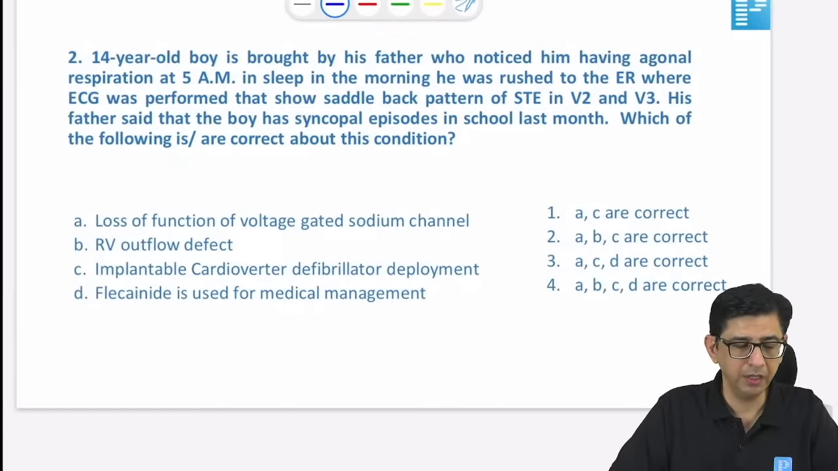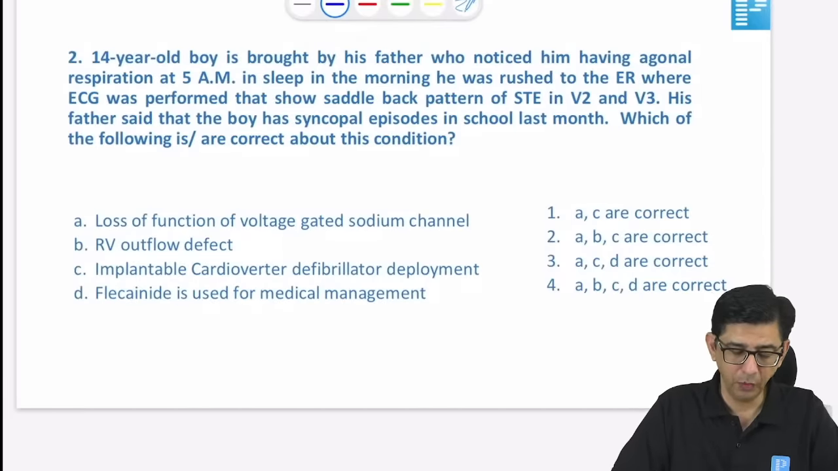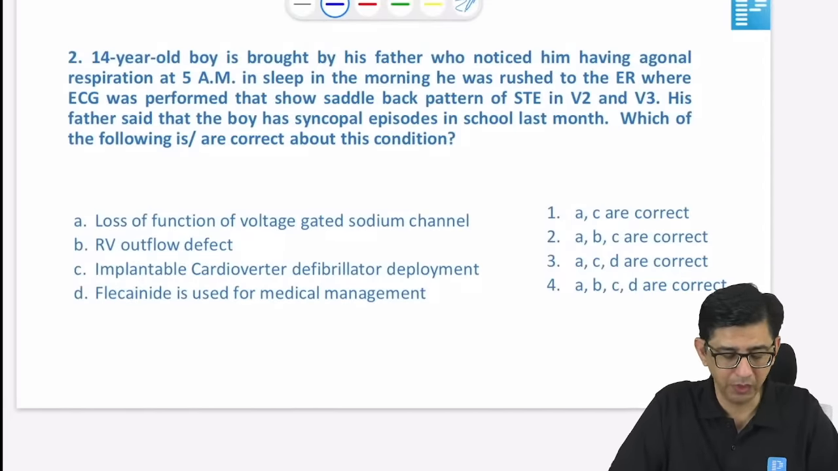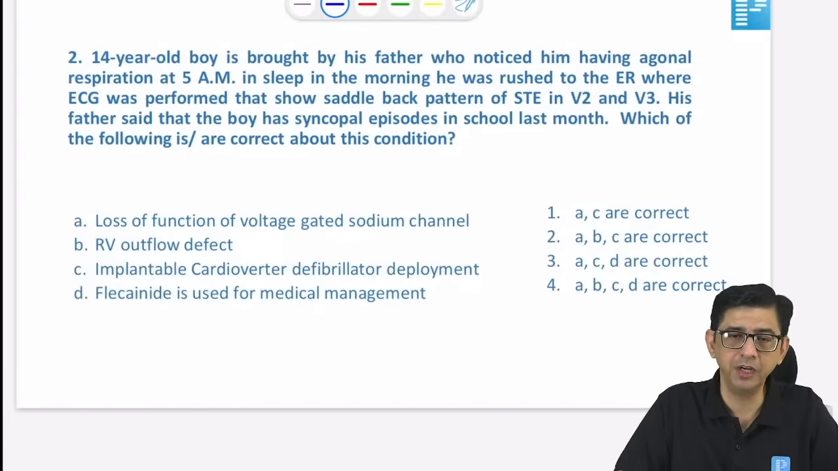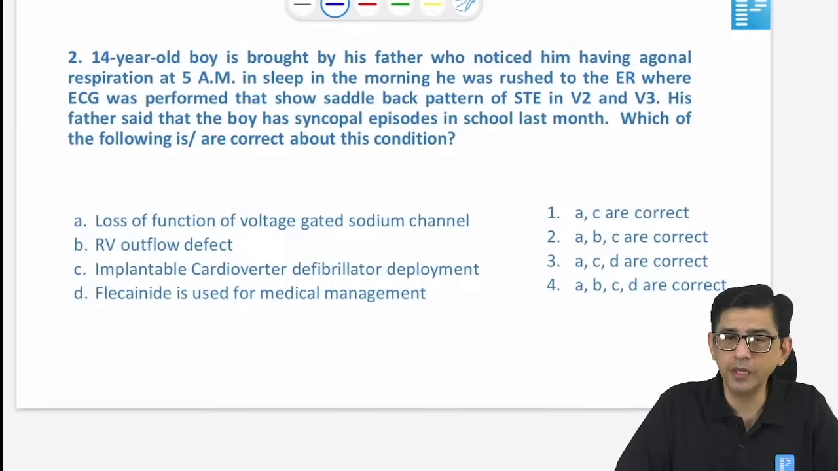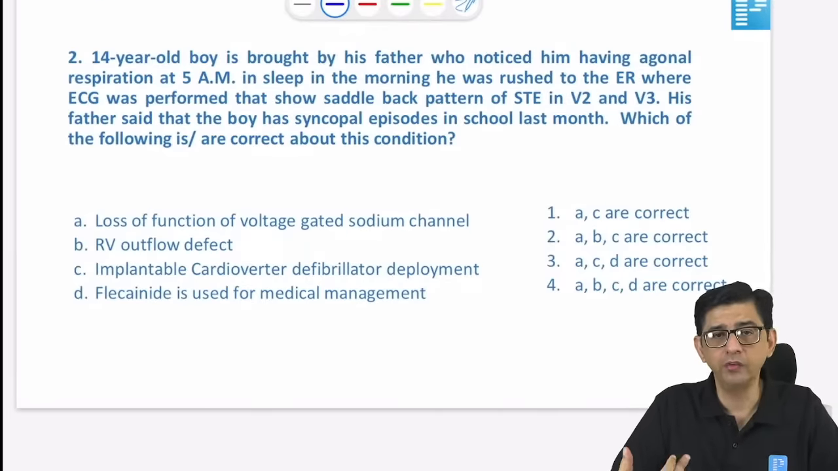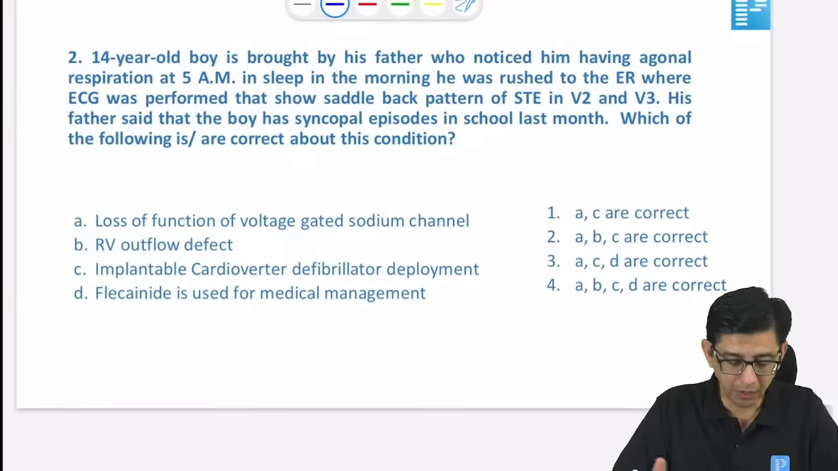So currently we are sorted with this question, and let's move on to the second question for today, where a boy has been brought by his father, who has noticed him having agonal respiration. Agonal respiration is like the breathing that would occur in somebody towards the end of life. Like that terminal breathing that you see in extreme old age in a person who might be dying. But today we have a young guy who is having this agonal breathing, which is a terminal breathing.